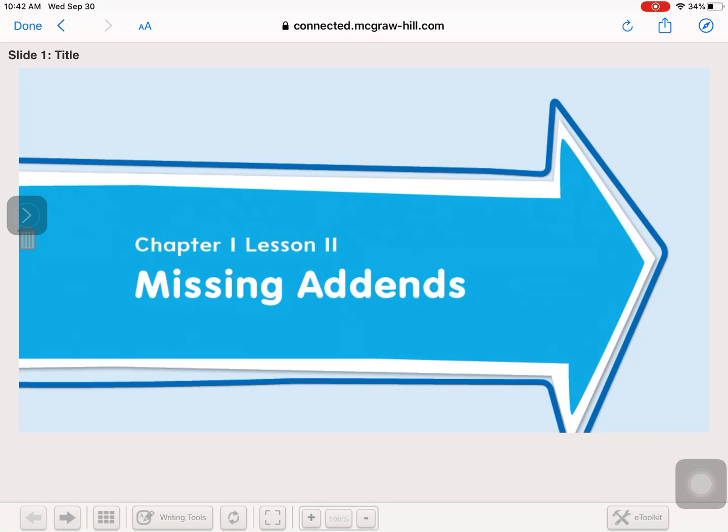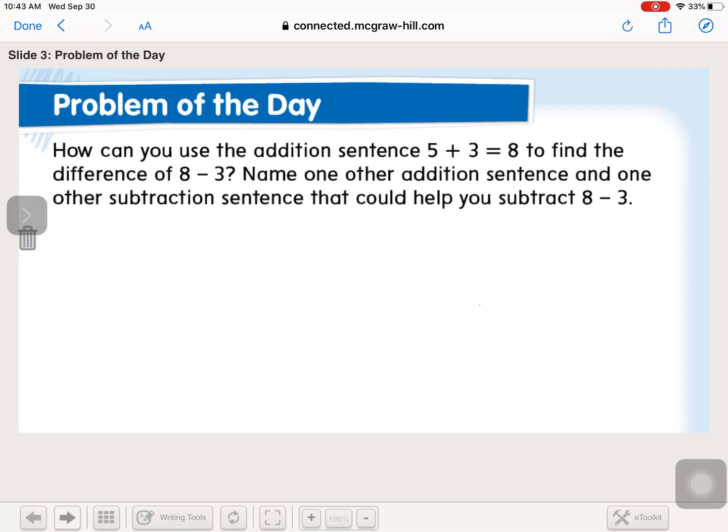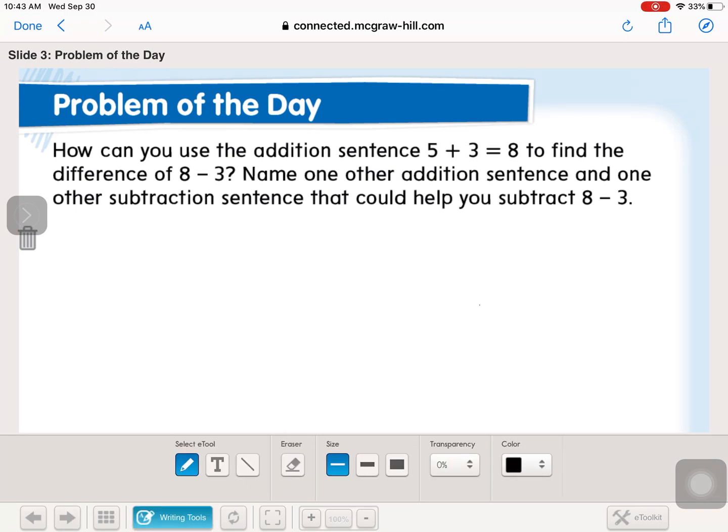Hi, today we are on lesson 11, which is missing add-ins. And we're still on our essential questions. What strategies can we use to add and subtract? Here's our problem of the day. How can you use the addition sentence 5 plus 3 equals 8 to find the difference of 8 minus 3? Name one other addition sentence and one other subtraction sentence that could help you subtract 8 minus 3.